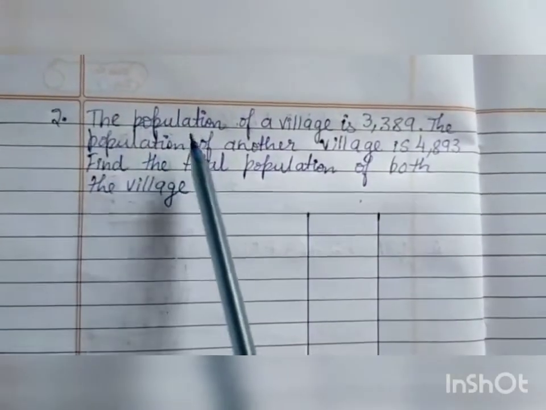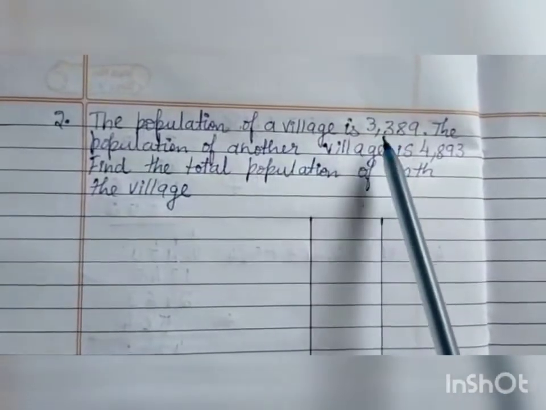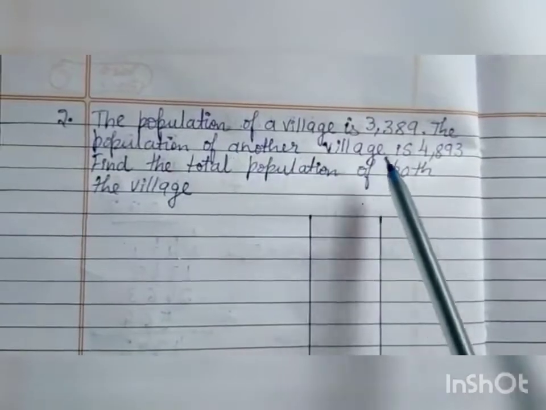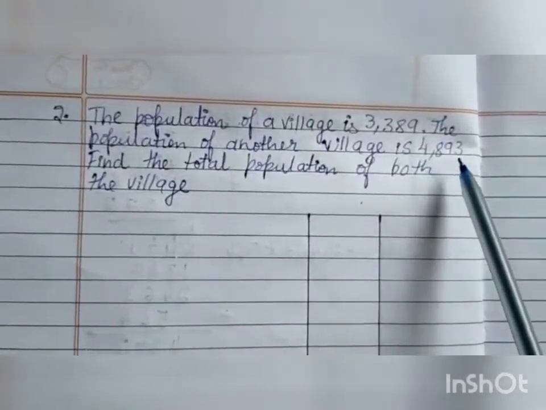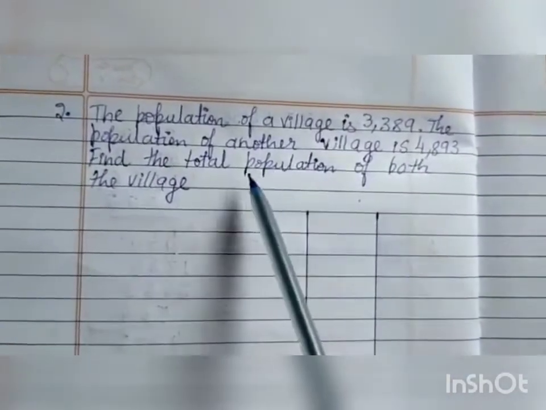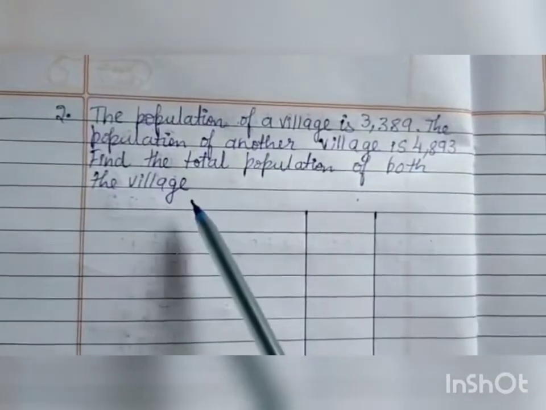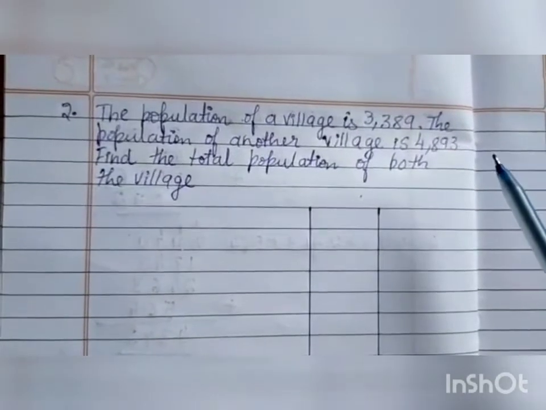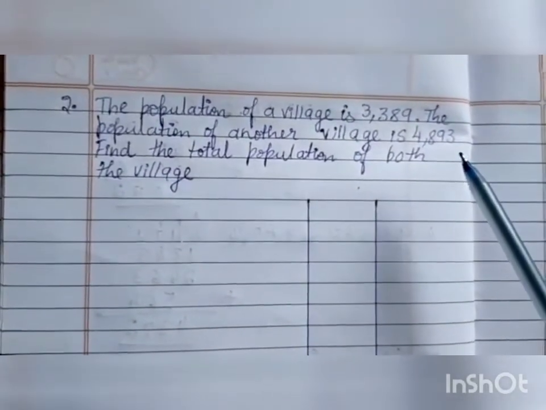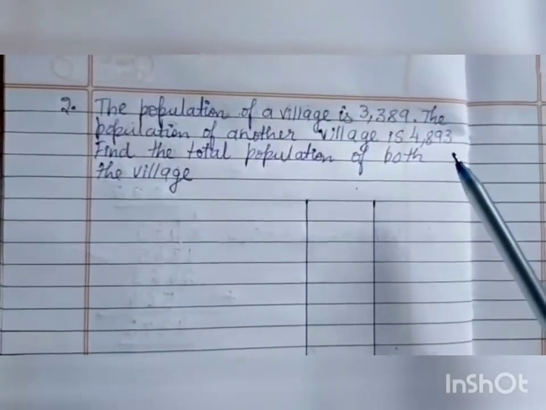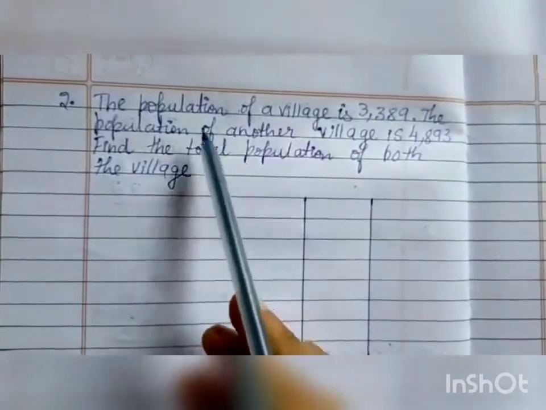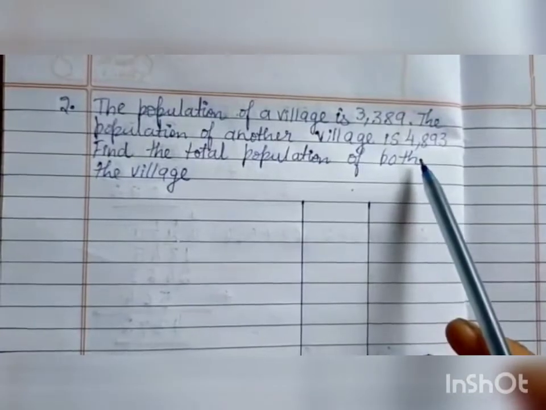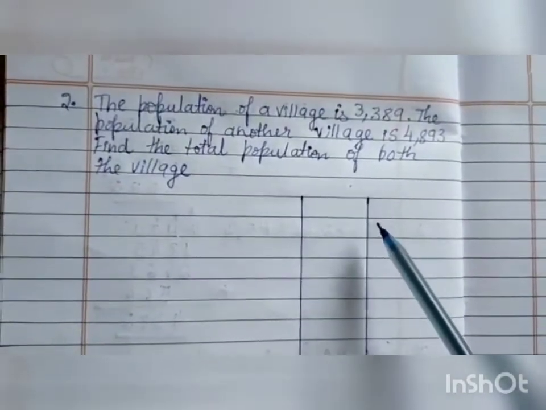The population of a village is 3,389. The population of another village is 4,893. Find the total population of both the villages. Here they have given the population of two different villages and we need to find the total. Where we need to find the total, we know that we need to add. Where there is this word total, that means we need to add both the numbers to get the total population of the village. So let's solve here.